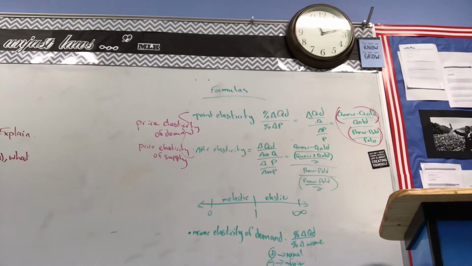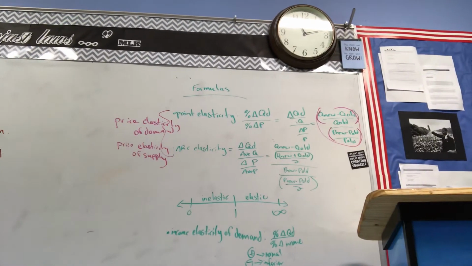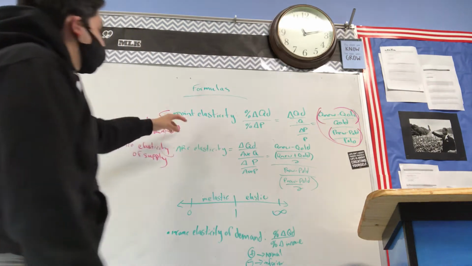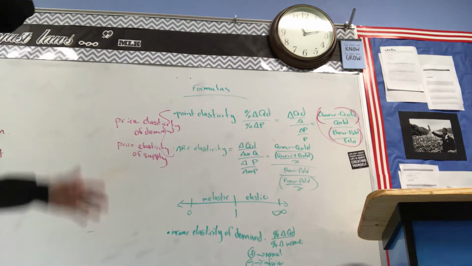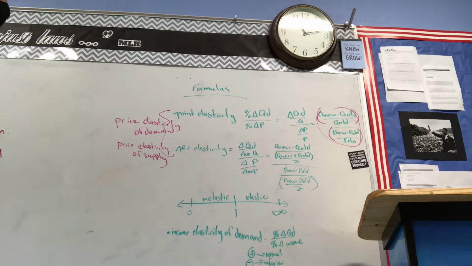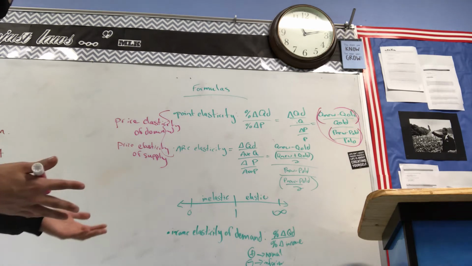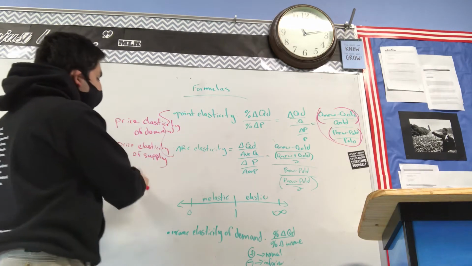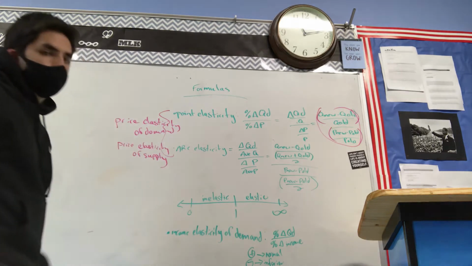So here are your formulas that, if you had committed to memory, it should have been a very easy exam. So point elasticity is the percent change in quantity demanded, point elasticity and arc elasticity. These are two ways we can calculate the price elasticity of demand and the price elasticity of supply. Not respectively, like we can calculate the price elasticity of demand two different ways. We can calculate the price elasticity of supply two different ways.